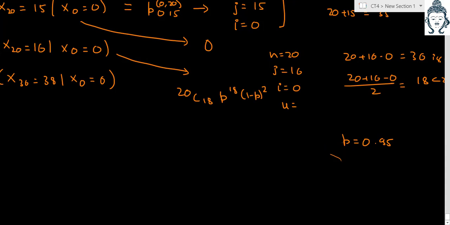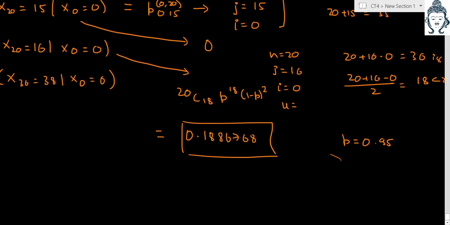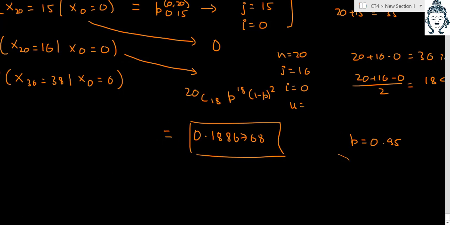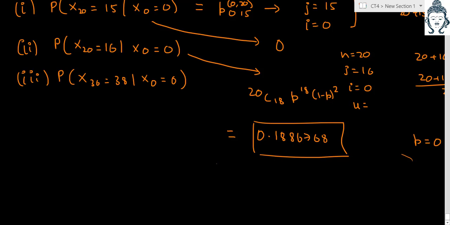Okay, so if p is equal to 0.95, this value becomes, you can calculate it on your calculators, 20 C 18 p to the power 18, that is 0.95 to the power of 18, and into 0.05 to the power of 2, right? So this probability comes out to be 18 point something percent, 0.1886768, right? So this is the probability that you get from 0 to 16 in 20 steps, right? This is your probability.